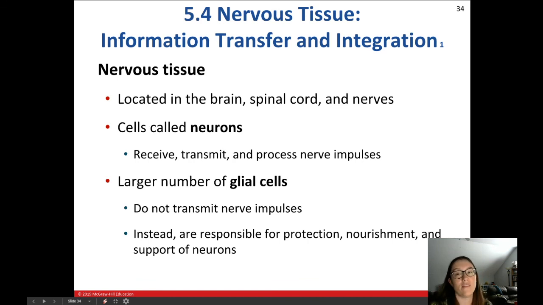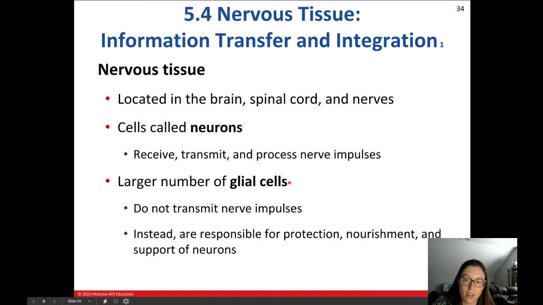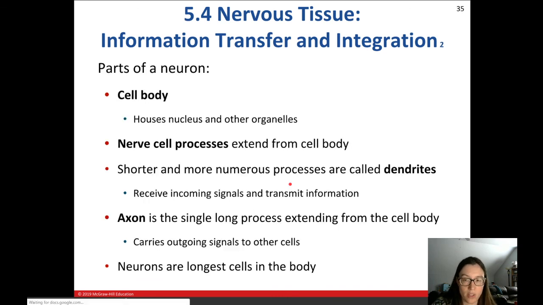All right, now finally we have nervous tissue. Nervous tissue is going to be really important for information transfer. Nervous tissue is located in the brain and the spinal cord as well as the nerves. It has two main types of cells. The big ones are called neurons. They receive, transmit, and process nerve impulses. So that's going to be these guys over here, or this big guy over here. And the small ones are called glial cells. These glial cells are going to help support and nourish the neurons, and they do not have electrical potentials. They don't transmit nerve impulses.